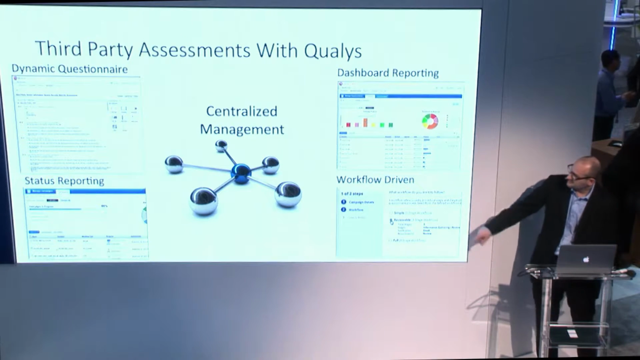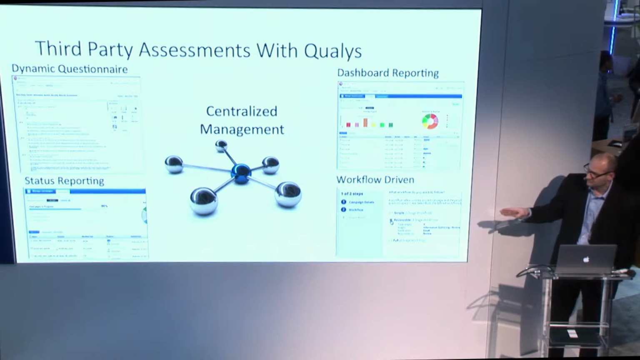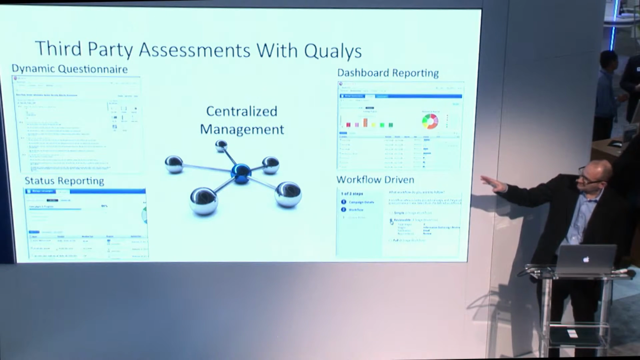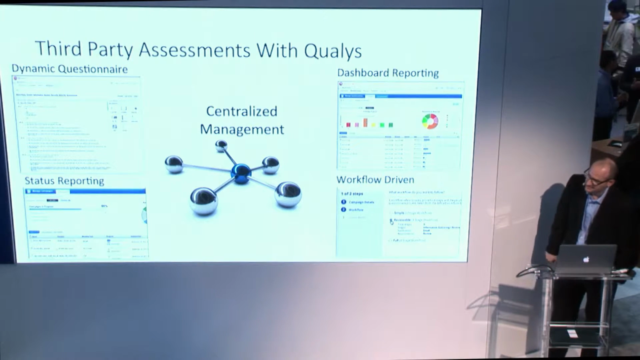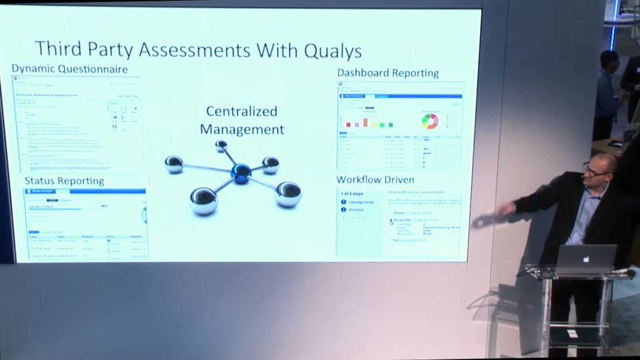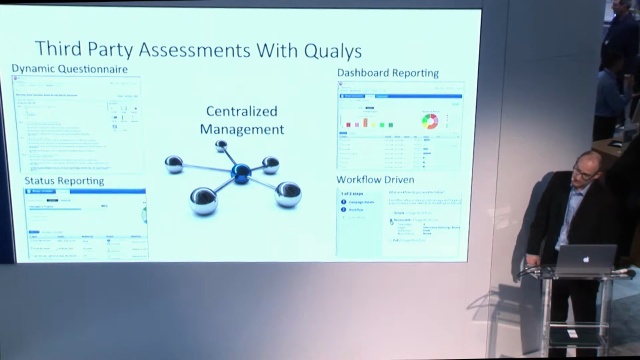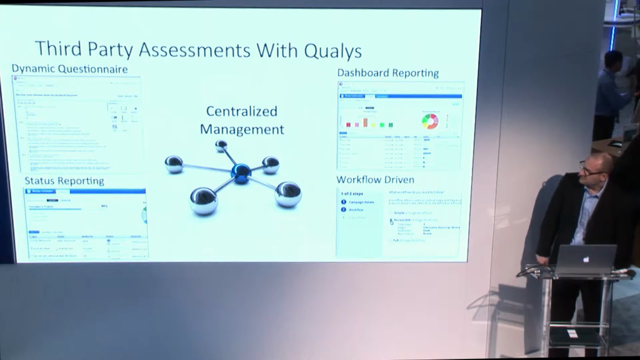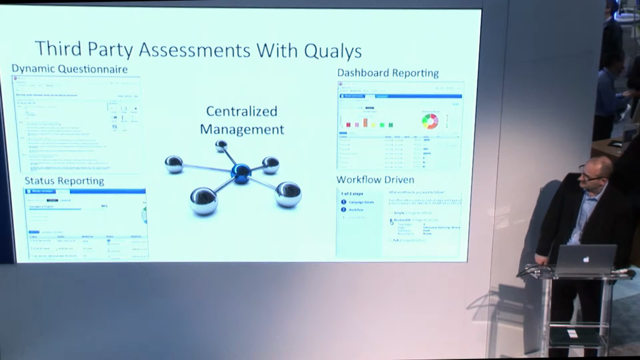So dynamic questionnaire, that's a screenshot. These are all screenshots, actually, of what the solution looks like. But dynamic questionnaire is pretty much what it is. You can select and add and say what kind of check boxes you want. You want check boxes, selection boxes. It's very flexible as to how you want to do that. You can require attachments. You can do numerous things within the dynamic questionnaire section.